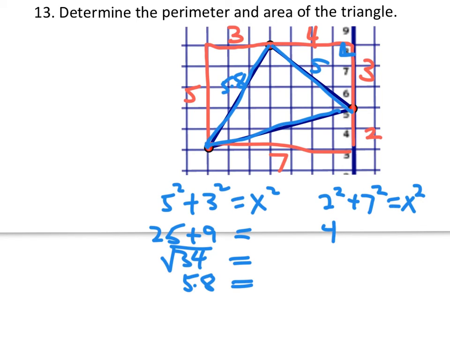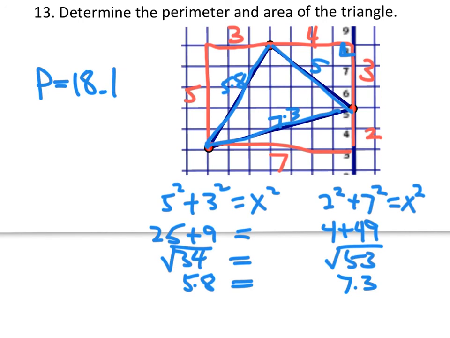Then for the last section, that diagonal distance is 2 squared plus 7 squared is x squared, so that'll be 4 plus 49, which is 53. So square root of 53 is that distance, which is approximately 7.3. So 7.3 is about that distance. So if I add those up, then the perimeter altogether will be, adding those up, 18.1.